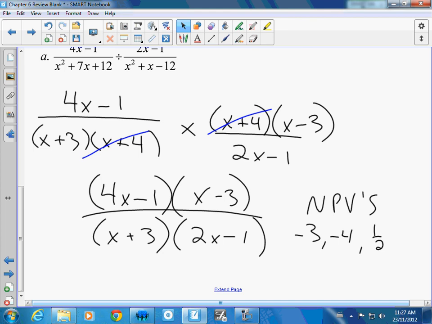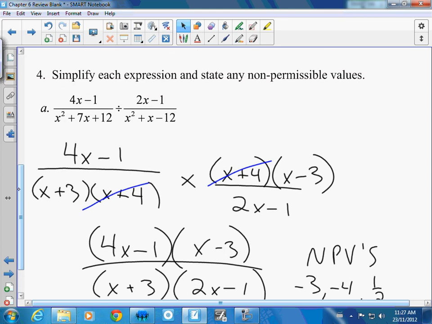You have to go back up here. Before you flipped it, what was on the bottom here? Negative 4 and positive 3, right? Back up here before you flipped it. You have to include those ones.